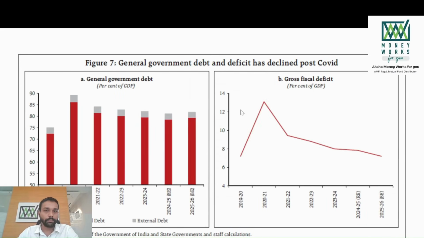This is the fiscal deficit discipline that the Indian government has shown. There was a great debt that we had in 2021 in COVID times, when the fiscal deficit was about 13% compared to the GDP. Since then, we have been consolidating our debt compared to our GDP, and it shows the discipline that we are showcasing towards reducing our fiscal deficit compared to our GDP. Now it is below 8%.